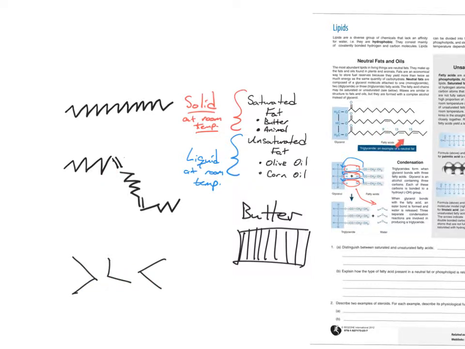So this should actually be better drawn. It should show a kink in it as well. But this is a double bond, that's a double bond, that's a double bond. This is polyunsaturated, and this is monounsaturated.